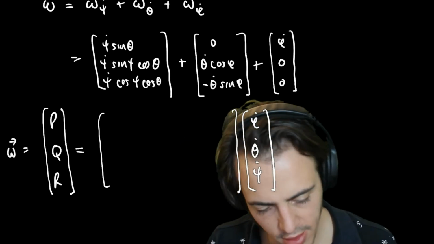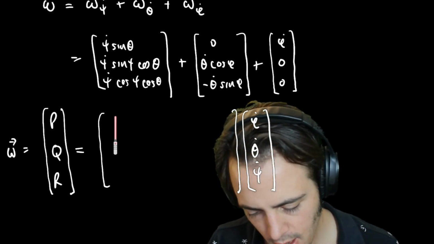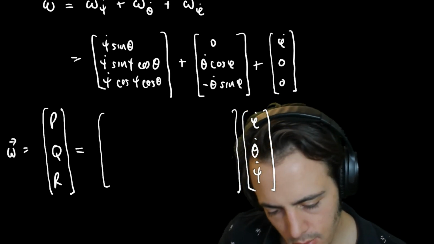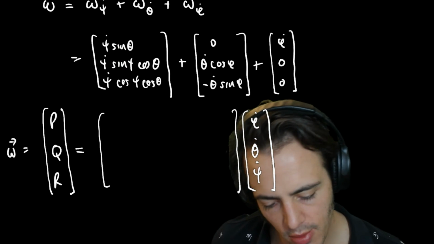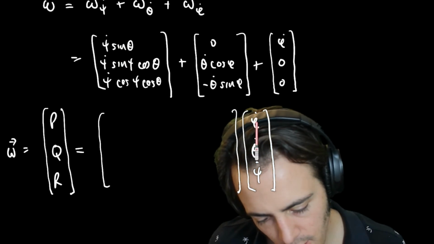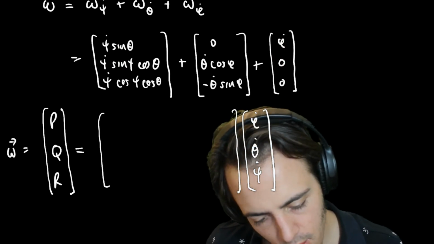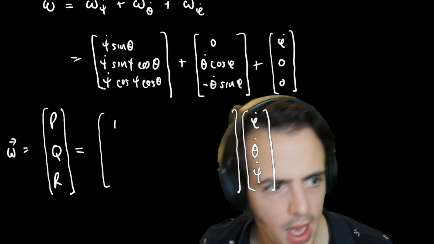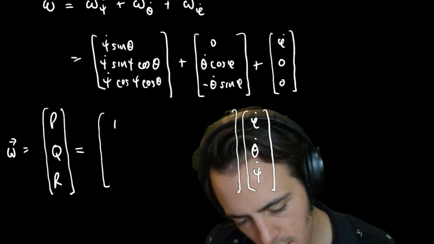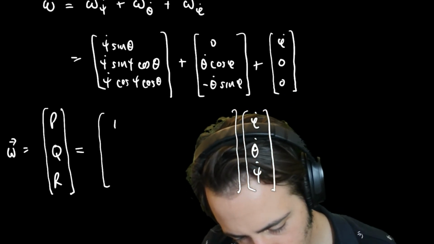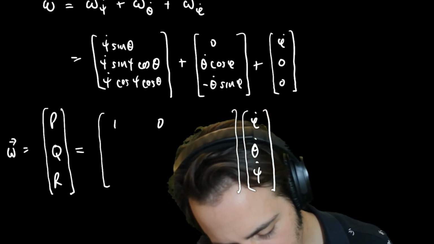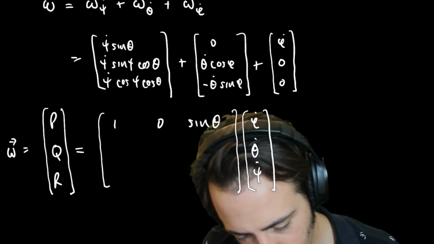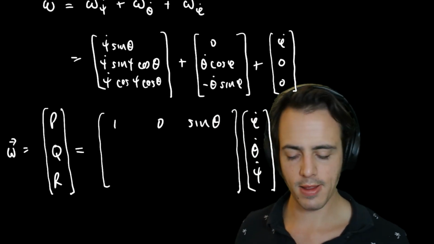Okay, so we're going to have a 3 by 3 matrix. In our first expression, let's have a look, see what we have here. In the first row, we've only got a 1 here, and then we've got nothing due to pitch rate in the first row, so we've got a 0 here, and then we've got sine theta multiplied by the Euler yaw rate.